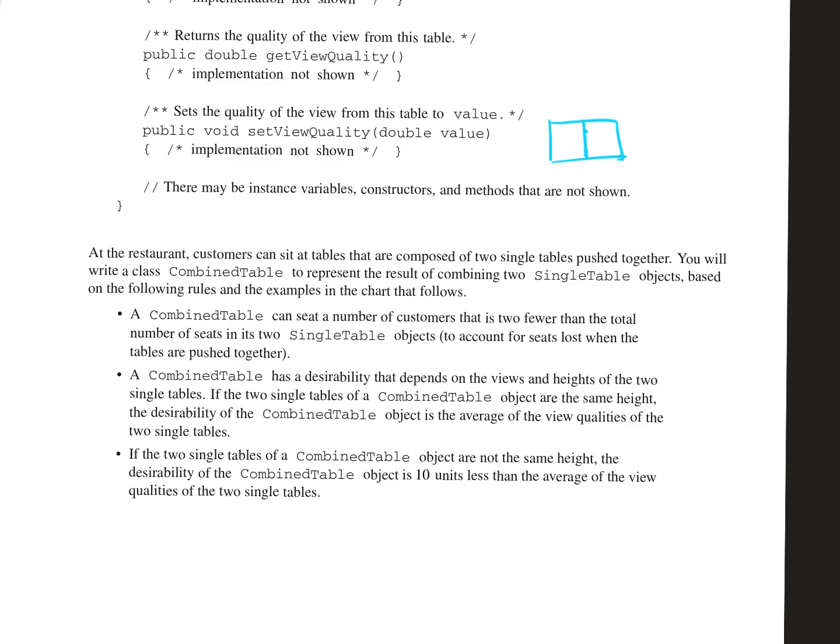The other thing is get desirability. The first thing about desirability is, are the tables the same height? If the tables are the same height, then your new desirability is going to be the average of the two view qualities. But if our tables have two different heights, that's not as desirable, so it's going to be the average of the two single table view qualities, minus 10.